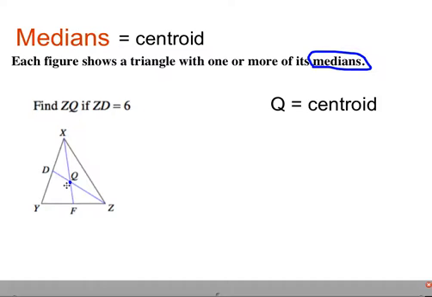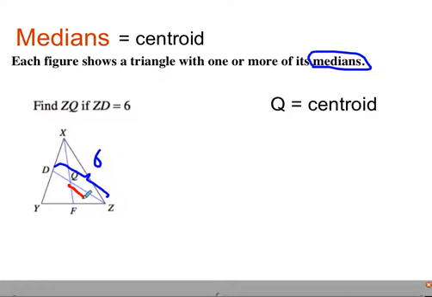Let's see what the problem is asking us. Find ZQ. Where is ZQ? Let's highlight it. Find ZQ if ZD is 6. The whole thing is 6. You are looking for this slightly bigger part. Let me show that with red.